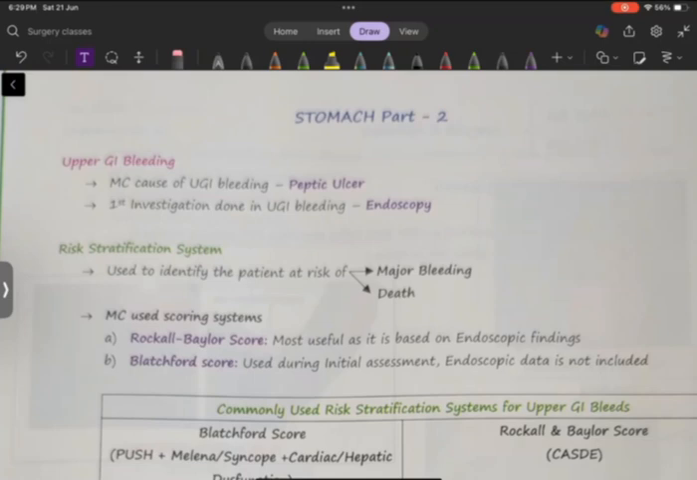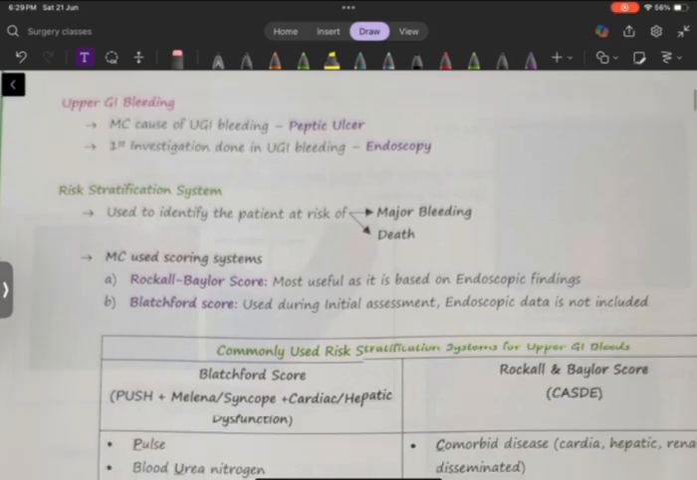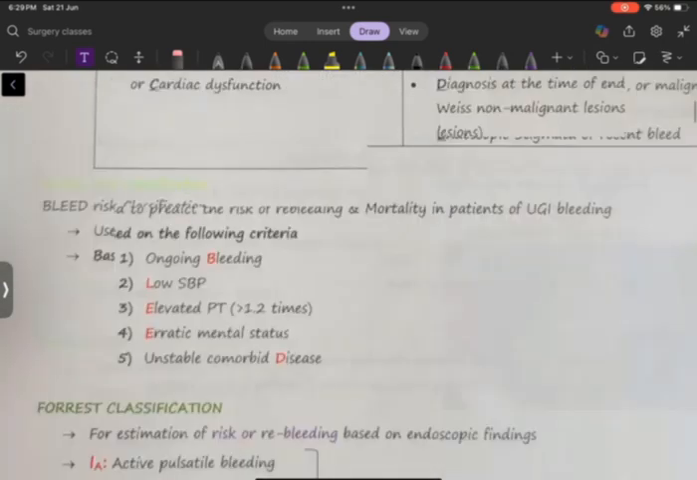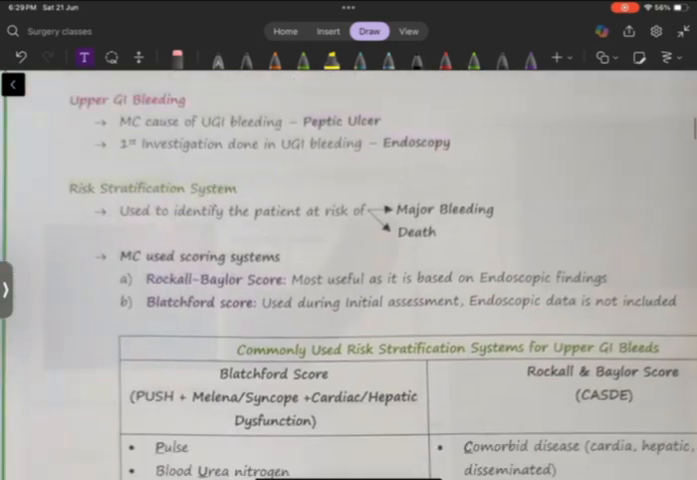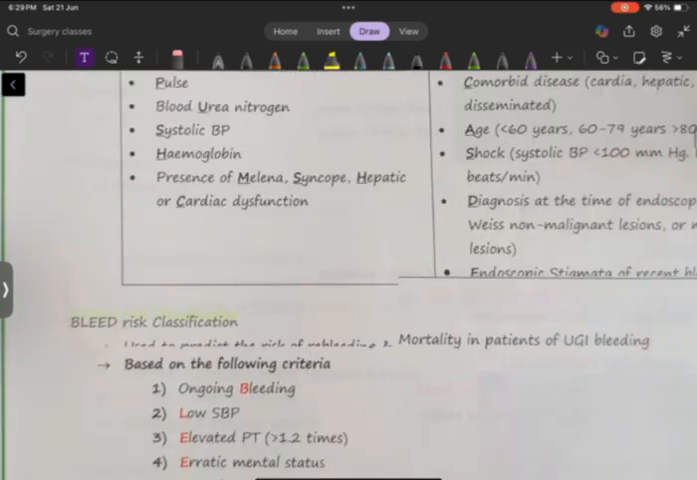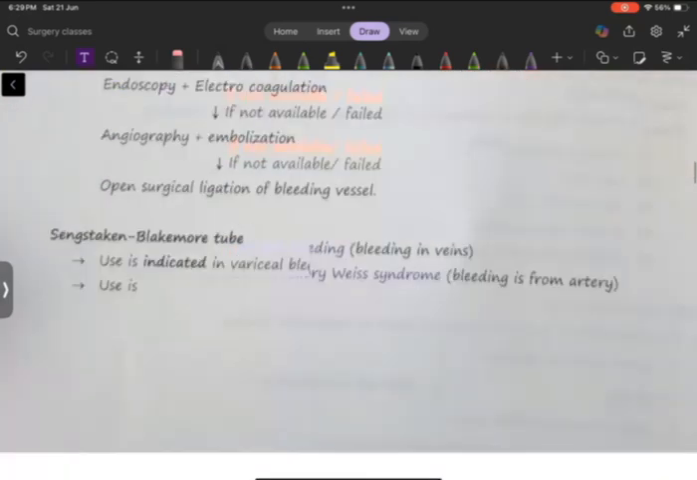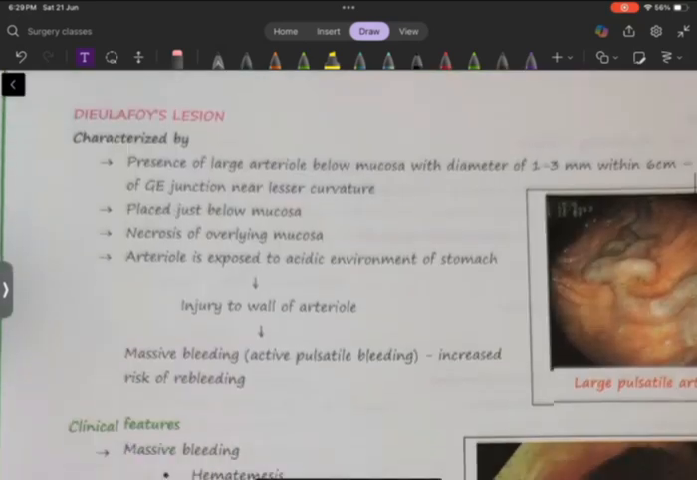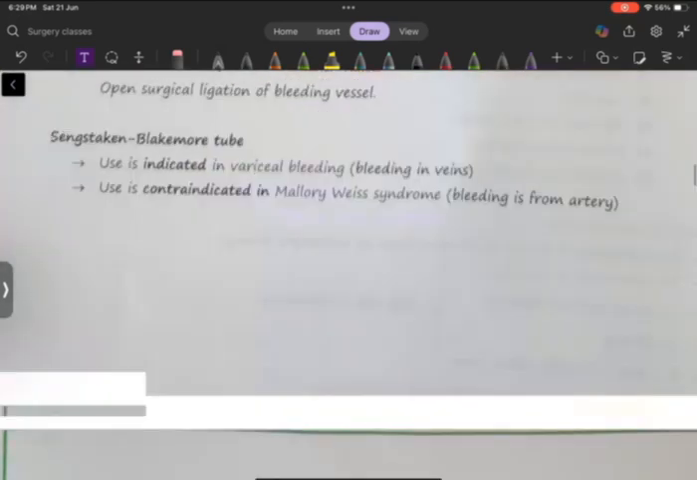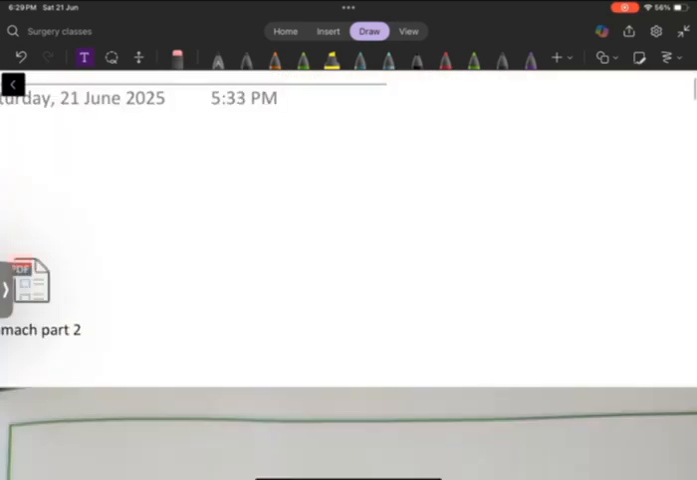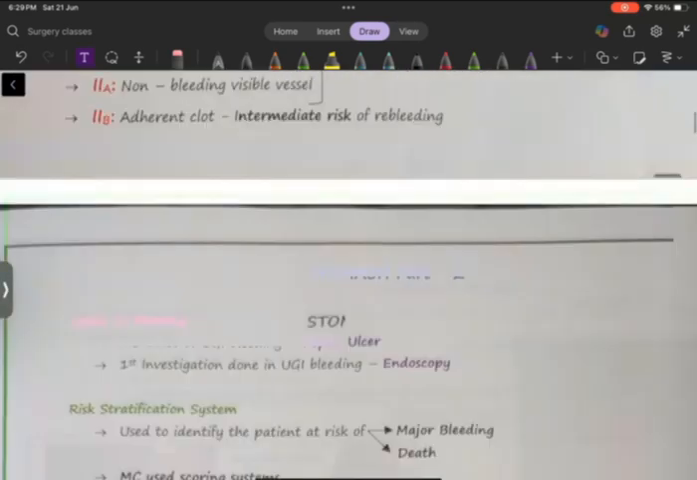So, in today's class, we'll be dealing with some specific pathologies related to the stomach, mainly upper GI bleeding, then some bleeding disorders of the stomach. After that, we'll deal with carcinoma of stomach, which is most important in this class. After that, we'll see some disorders like congenital hypertrophic pyloric stenosis and gastric volvulus, which are mentioned in your curriculum. Okay, so starting with upper GI bleeding.